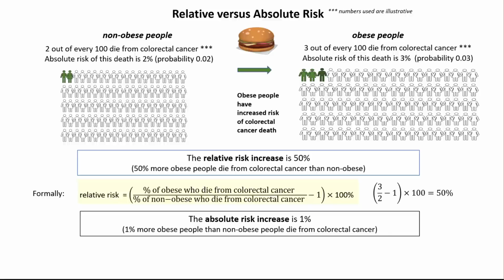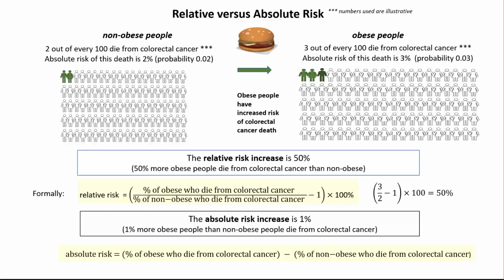But of course the absolute risk increase is only 1% because 1% more obese people than non-obese people die from colorectal cancer. And formally, absolute risk increase is simply the percentage of obese people who die from colorectal cancer minus the percentage of non-obese people who die from colorectal cancer.